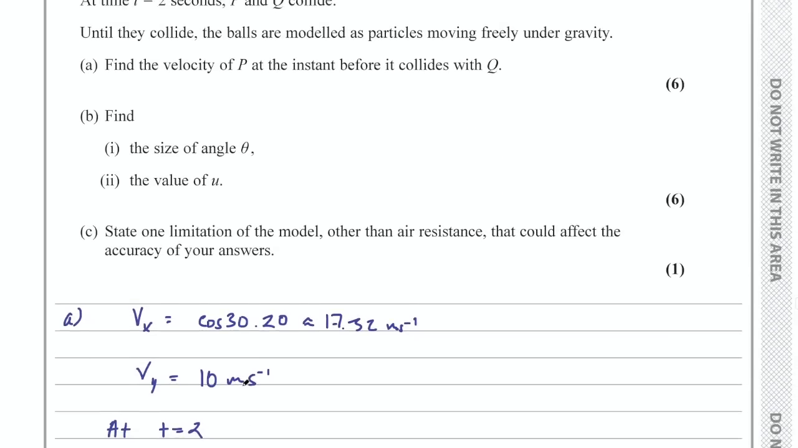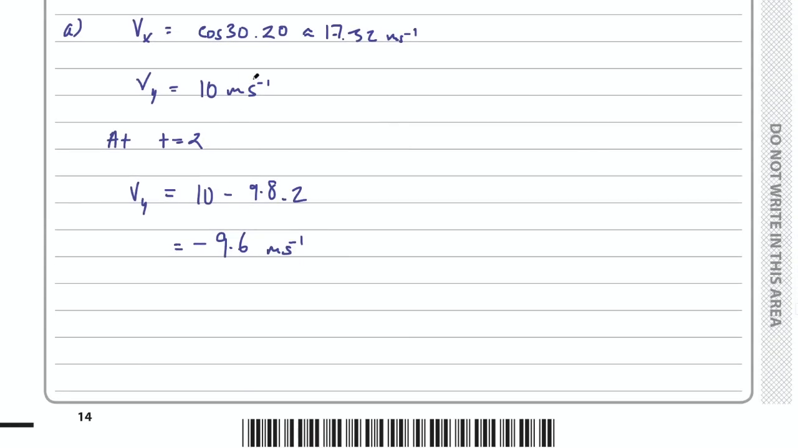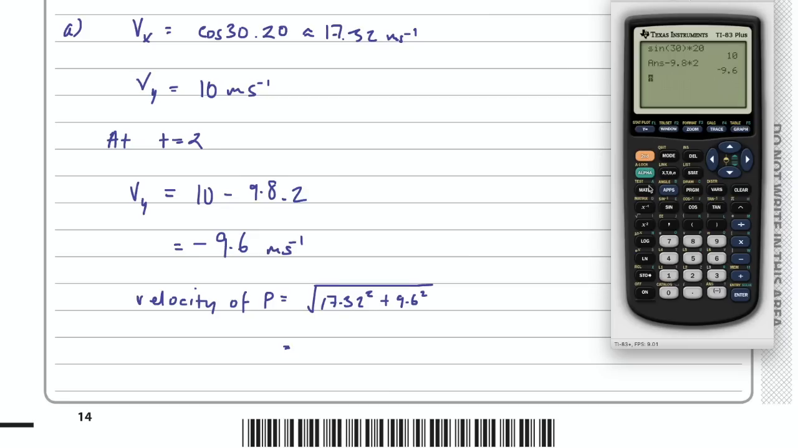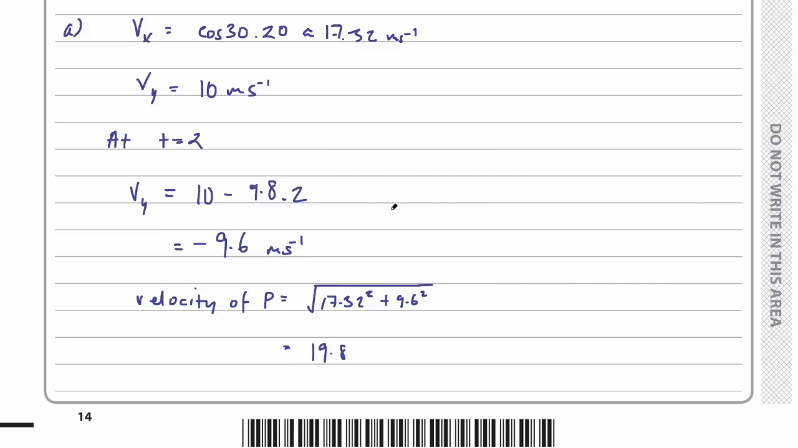And then we're looking for the velocity of P, so we need to find the resultant of those two. Let's say velocity of P is equal to the square root of 17.32 squared plus 9.6 squared, using Pythagoras. Putting that into a calculator, we get approximately 19.8, so round it off.